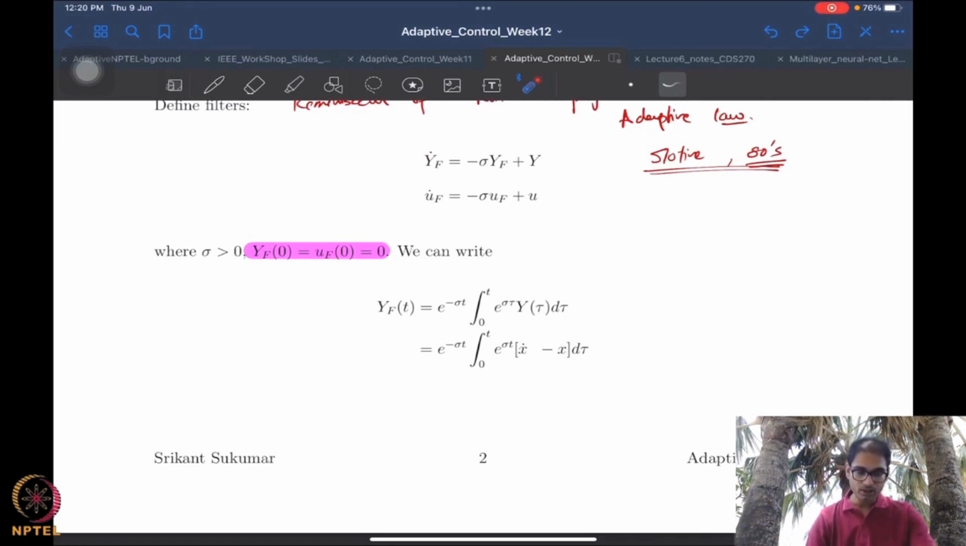All right. So we just integrate this using standard variation of parameters integration. So the solution of this for zero initial condition is just e to the power minus sigma t, integral from 0 to t, e to the power sigma tau, y tau, d tau. All right. So that's it. This is the solution. And now I can substitute for y, which is just x dot and minus x. If you notice, in this case y is actually a vector of size 2.